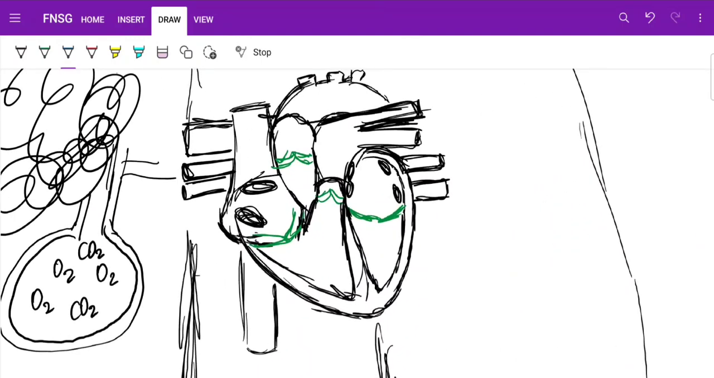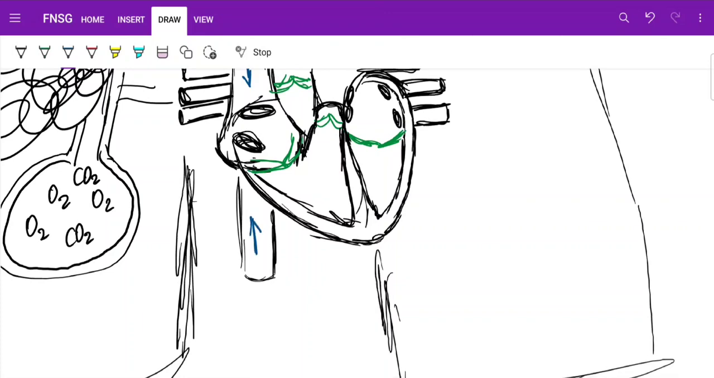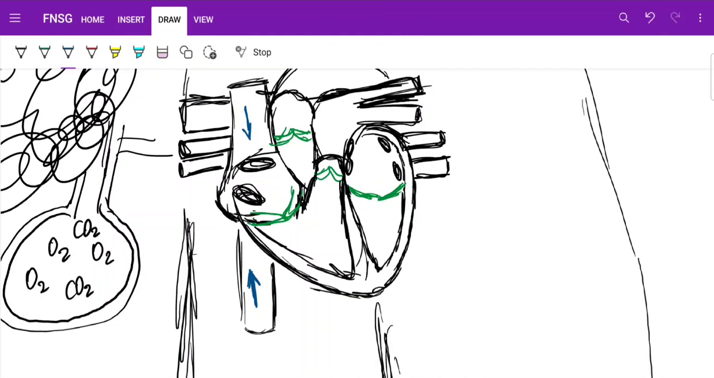So this is the vena cava. These are the vena cava. This is the superior vena cava. It brings blood from the head. And this is the inferior vena cava. It brings blood from the trunk, the legs, the abdomen, everywhere else. All right, so both of these meet and they enter.